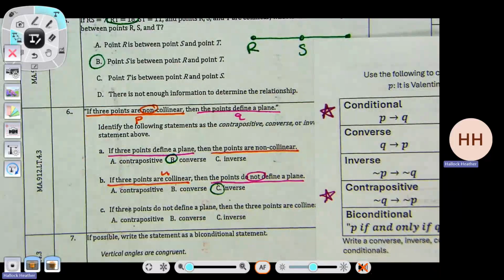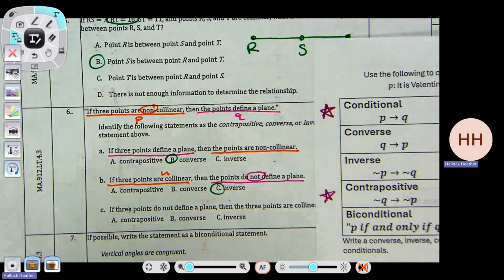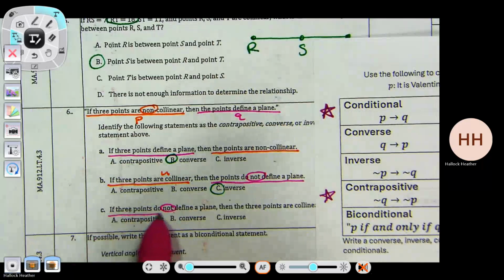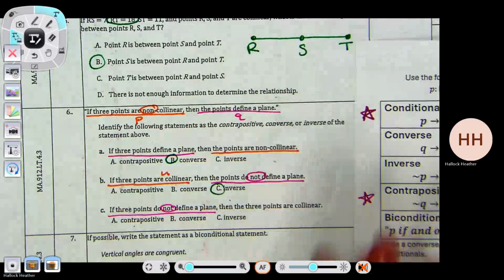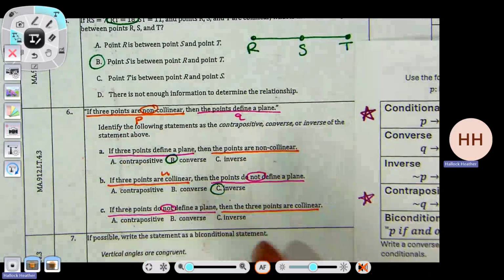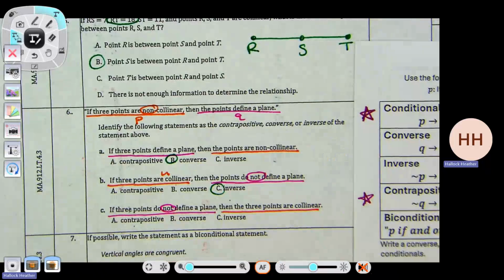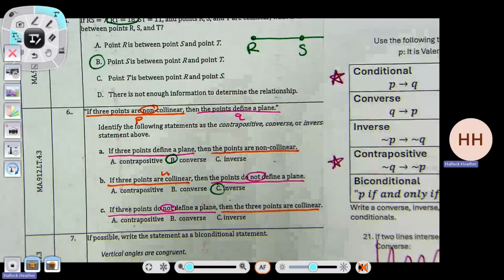And then the last one uses, it says if 3 points do not define a plane. So that's the back half, and it's making it negative. Not is negative. Then the 3 points are collinear. That's the front half. So they flipped it and they made it negative. So flipping it and making it negative is going to be your contrapositive.